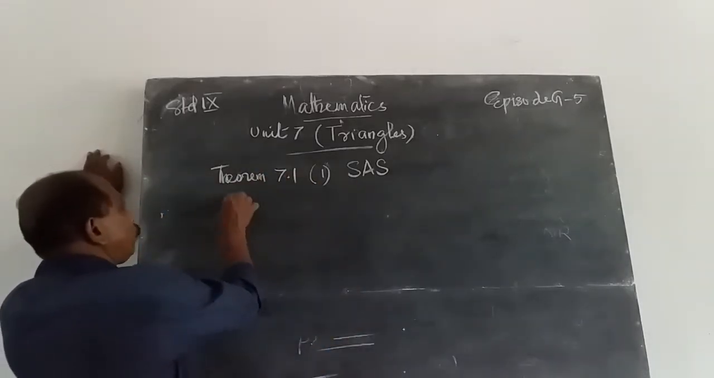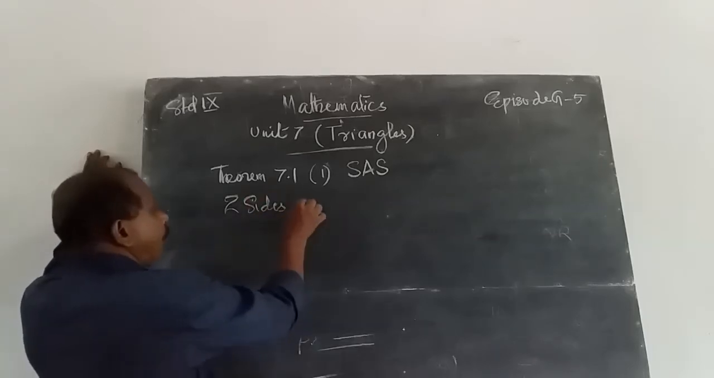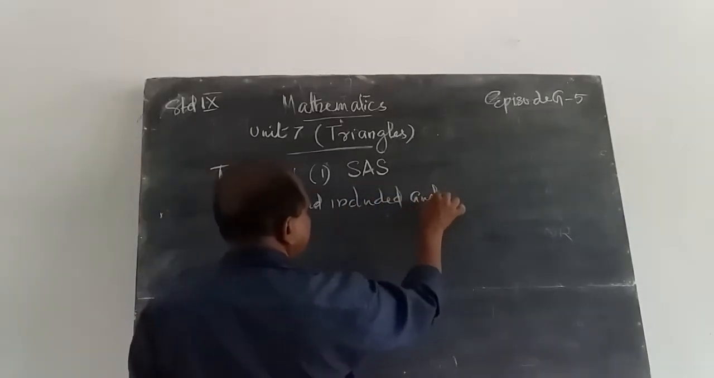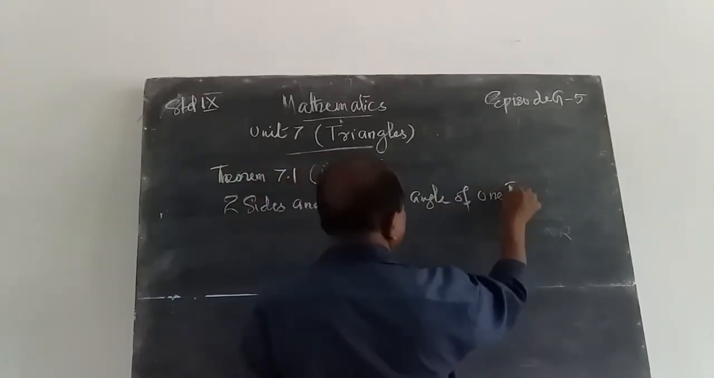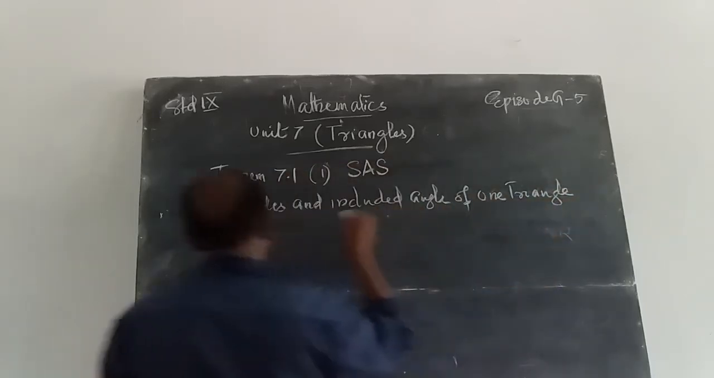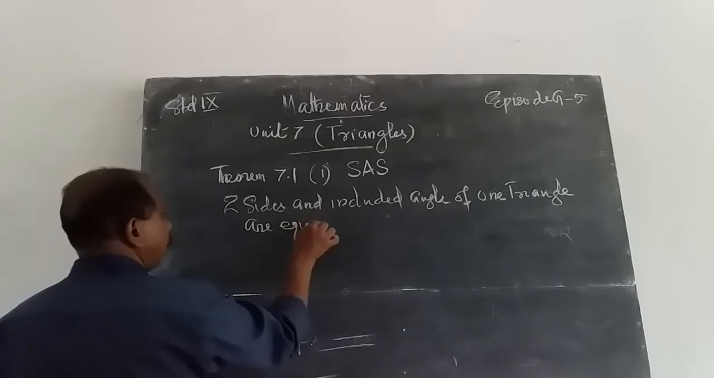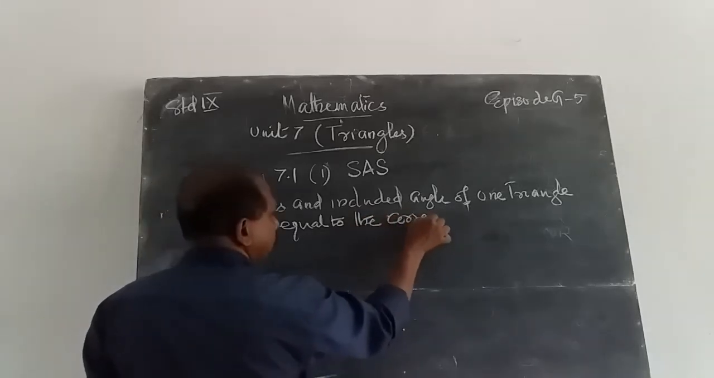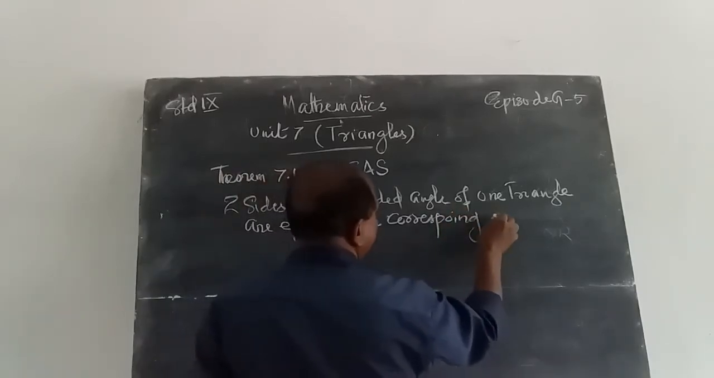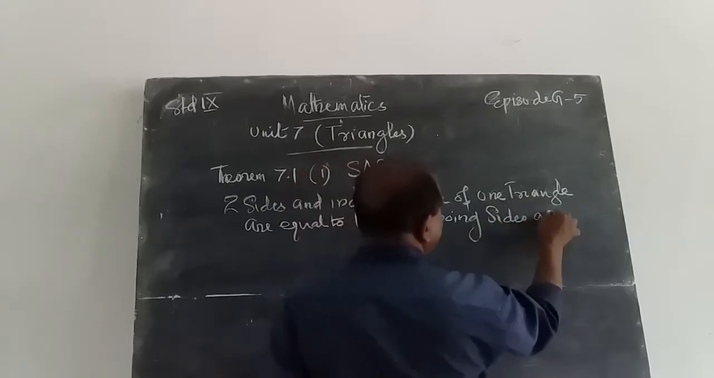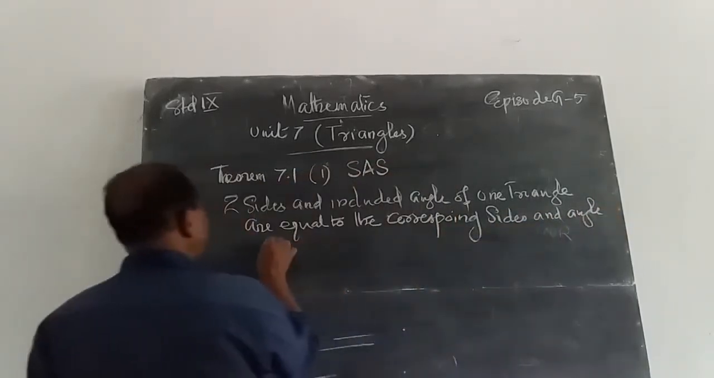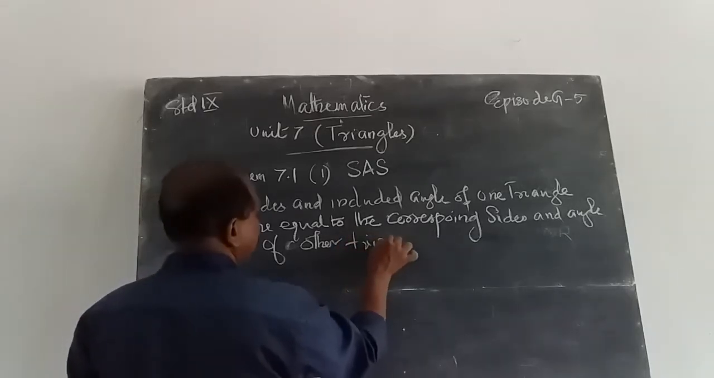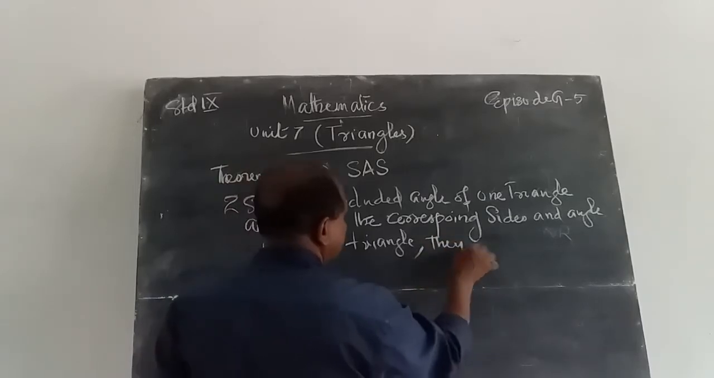The first one is two sides, that is the statement, and included angle of one triangle are equal to the corresponding two sides and included angle of the other triangle, then they are congruent.